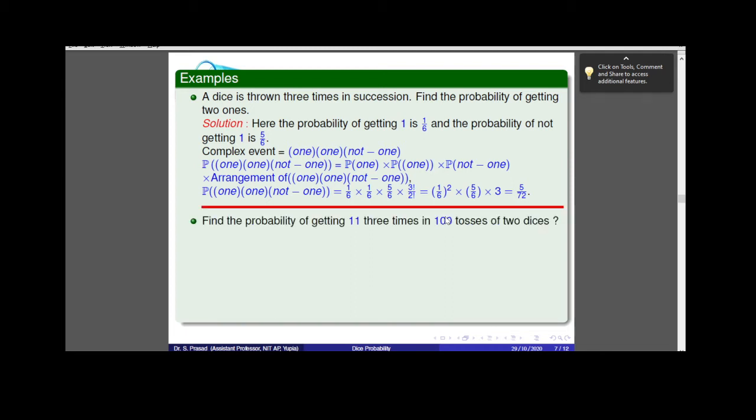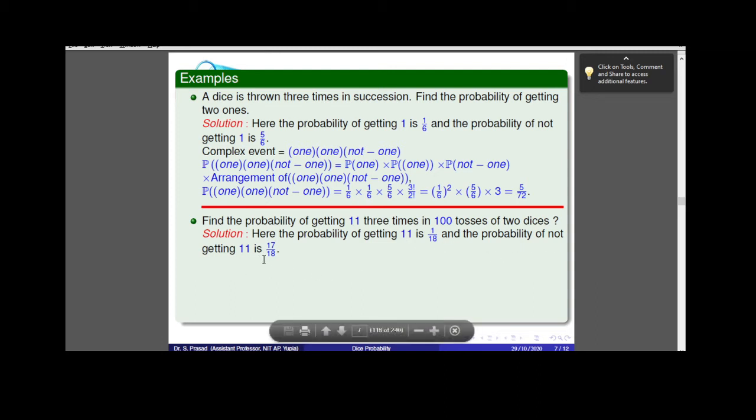Now we move to the next question. Find the probability of getting 11 three times in 100 tosses of two dice. Now the solution: here the probability of getting 11 is 1 by 18, with the help of the sum of two dice figure, and then the probability of not getting 11 is 17 by 18.